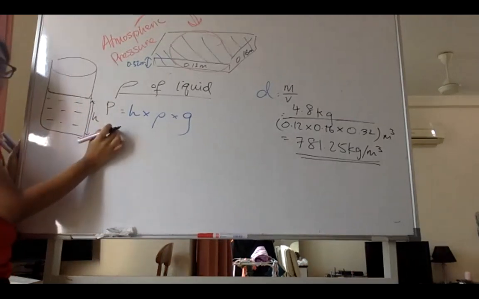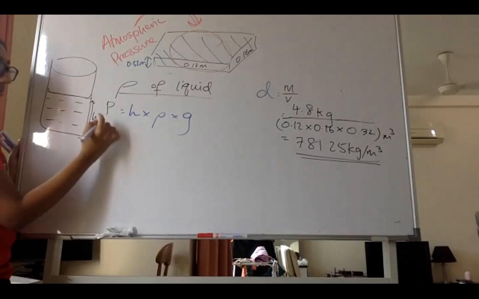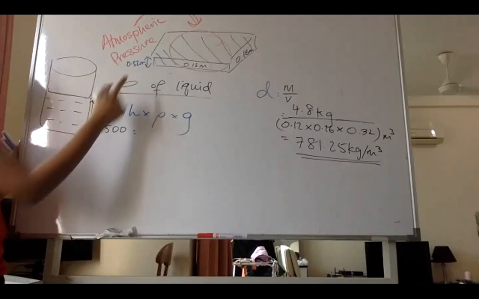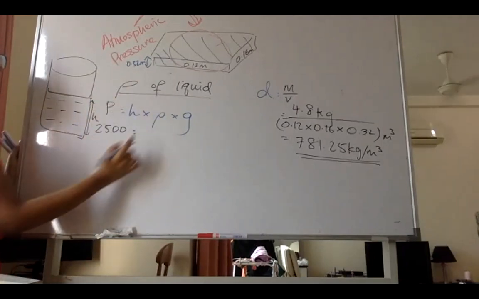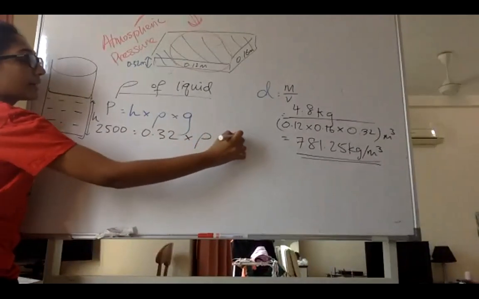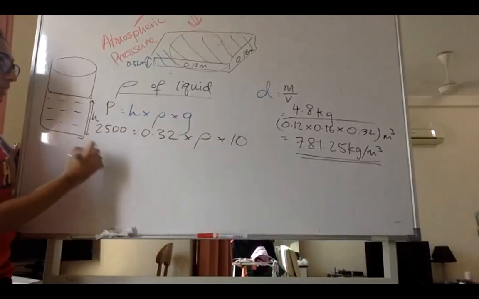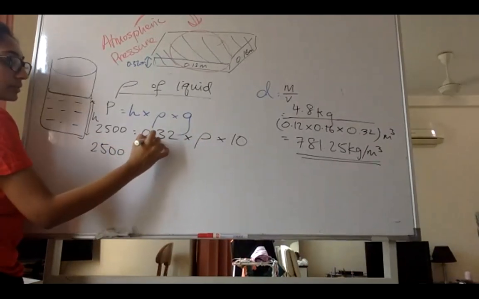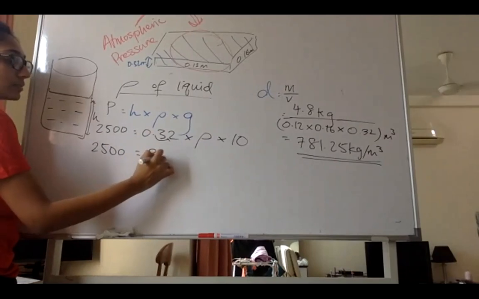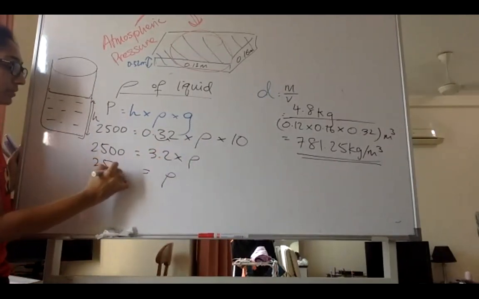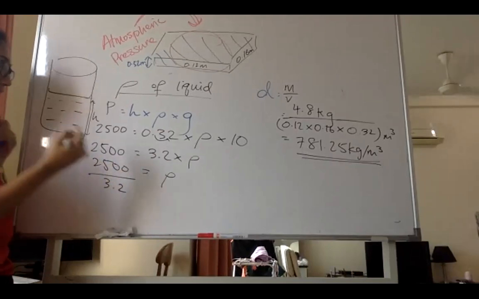From the previous question, the pressure was 2500 Pa. Now, what is the height of the liquid in this container? 0.32. Density is what we want to find. My gravitational acceleration is 10. So 2500 equals 3.2 times density. So density is equal to 2500 divided by 3.2.